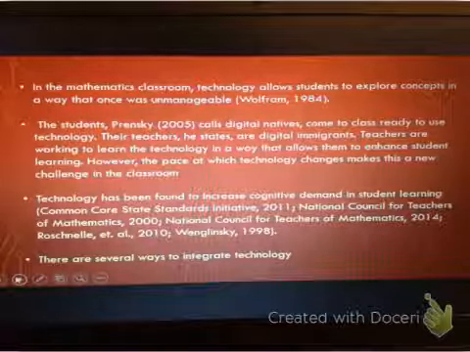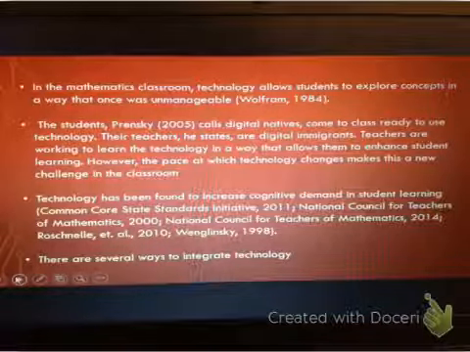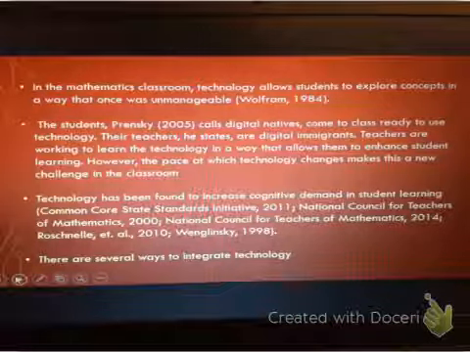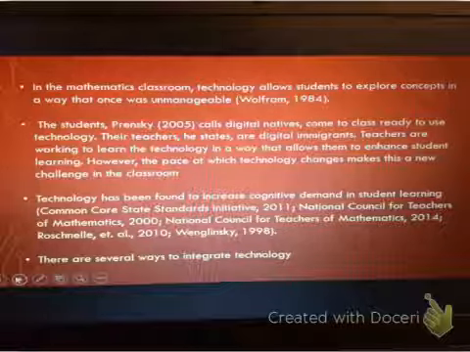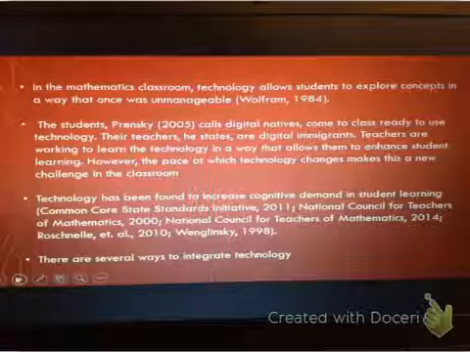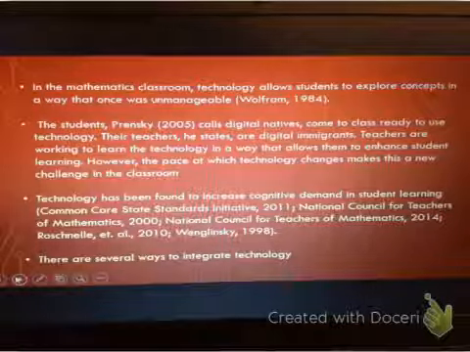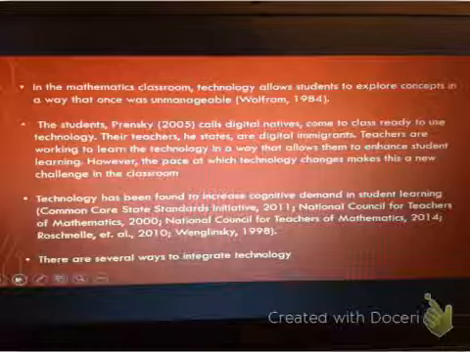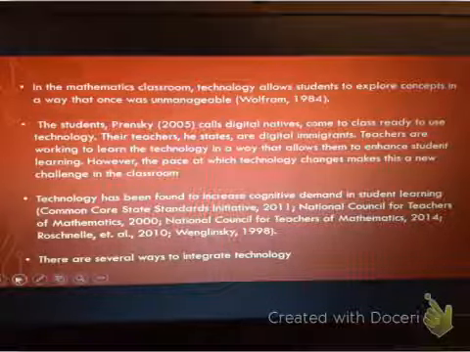We also know that technology is found to increase cognitive and student learning. Wiglinski found that the appropriate use of technology actually increased students' learning in 8th grade mathematics. However, just rote memorization computer programs and integration of technology did not. It actually could have a negative impact, so that was interesting.